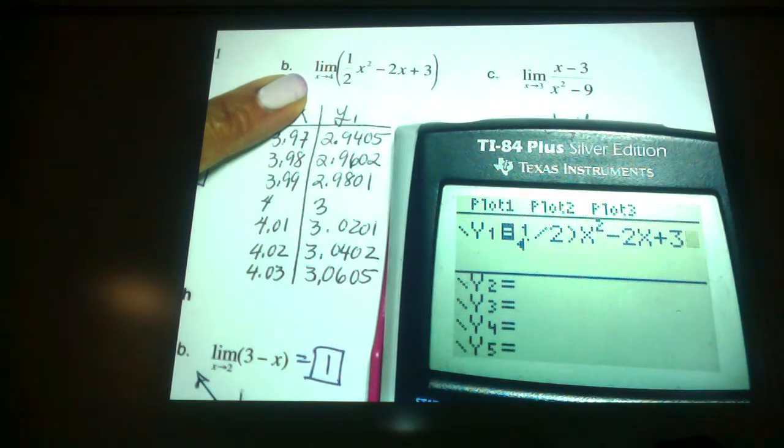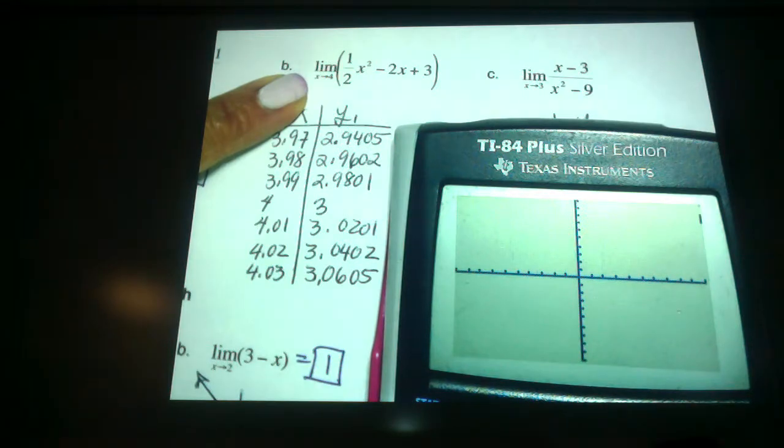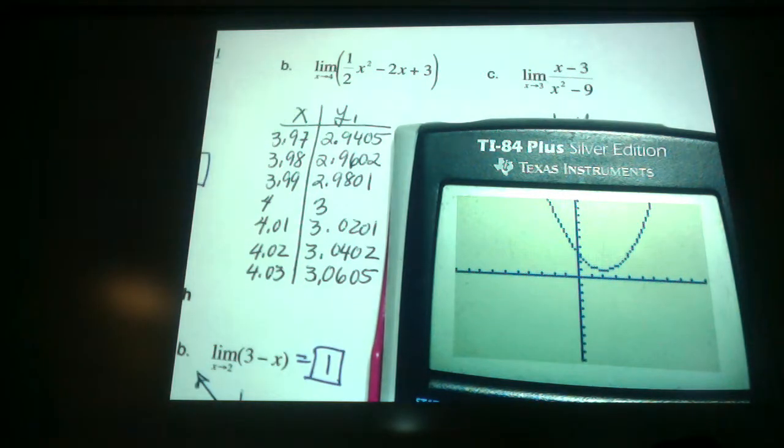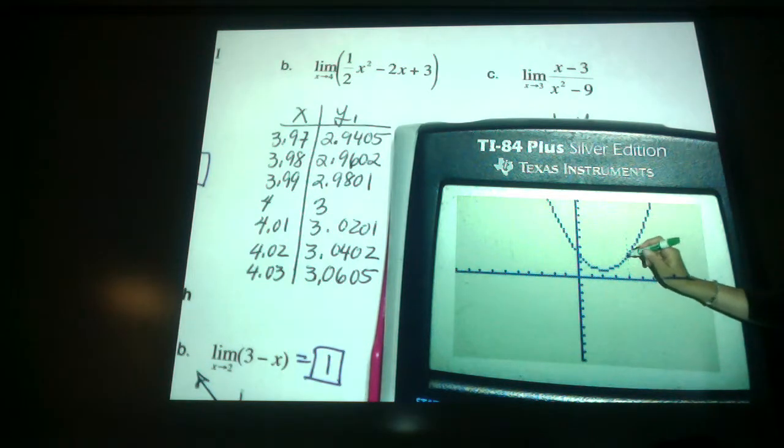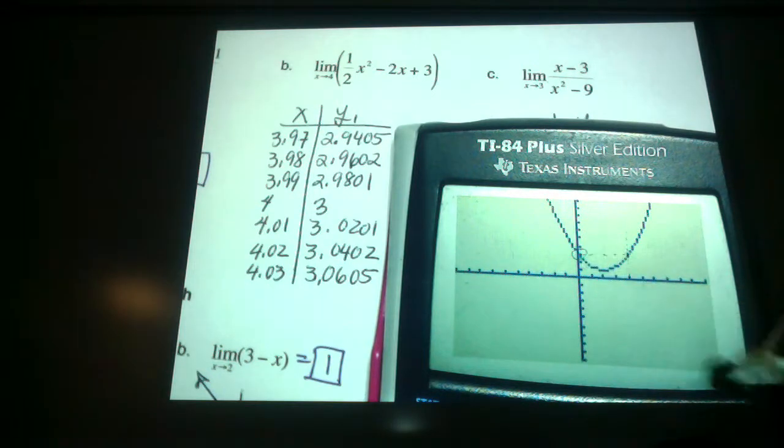And then if I just look at the graph, based upon the graph, if I look at where the graph is approaching as x approaches 4, 1, 2, 3, 4, so here's 4, draw a straight line up, this is where it touches the graph. So if I look over at the y value, isn't it hitting a y value of 3?